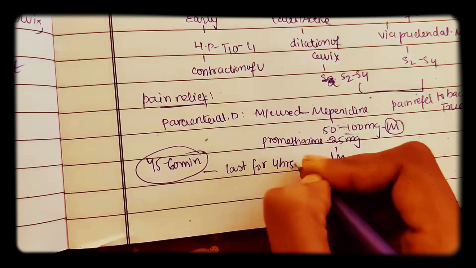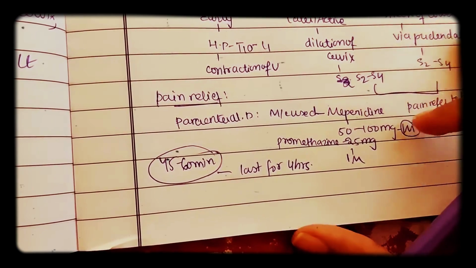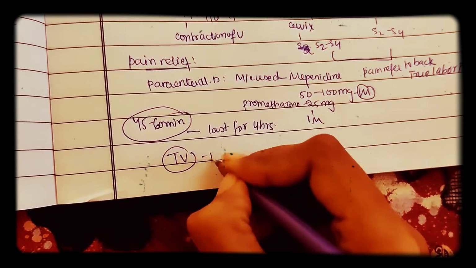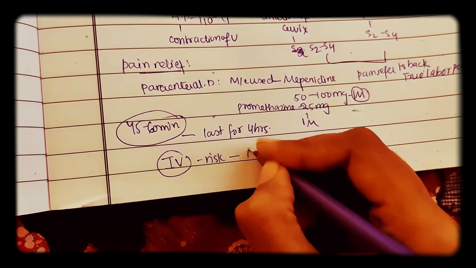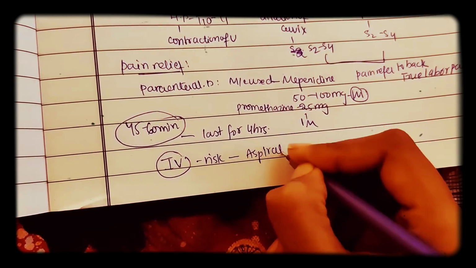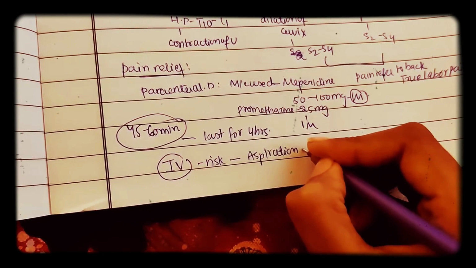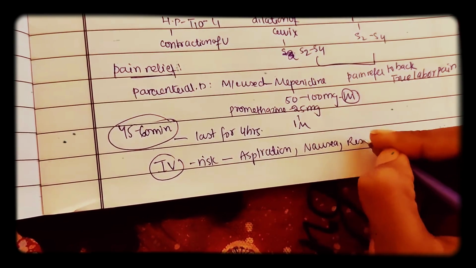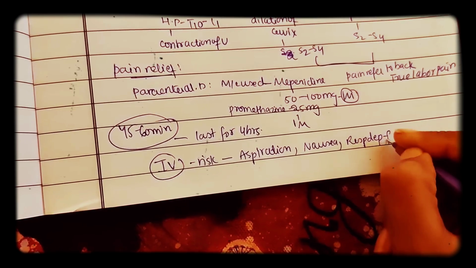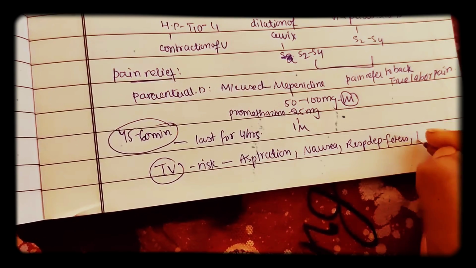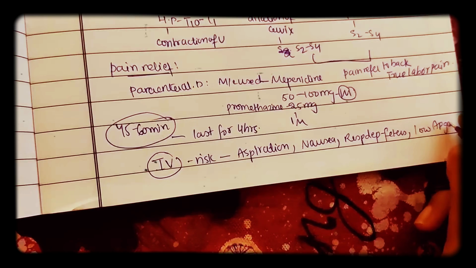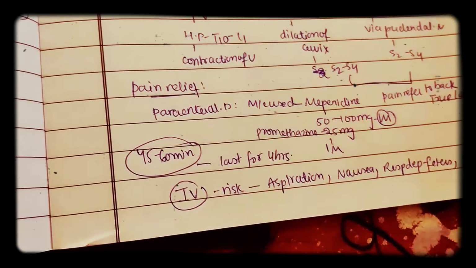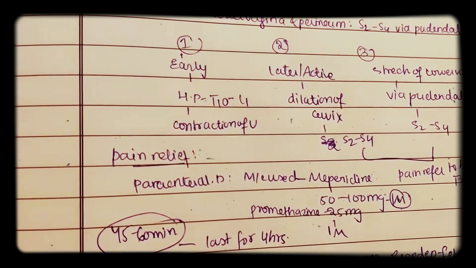So you may think like it is taking 45 to 60 minutes to start its action, so it's better to give IV. But no, if you give IV, there are many risk and side effects, like aspiration, nausea, vomiting, and respiratory depression in the fetus. You will see respiratory depression in the fetus, and low Apgar score, especially if used in the second stage of labor. Okay, you will get a low Apgar score.